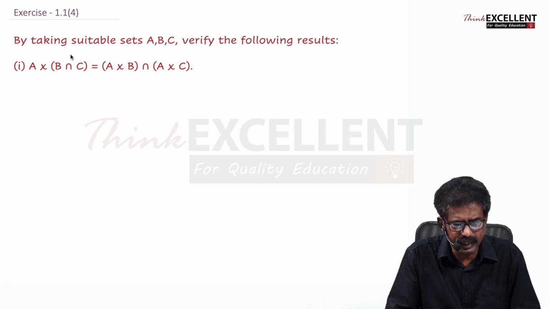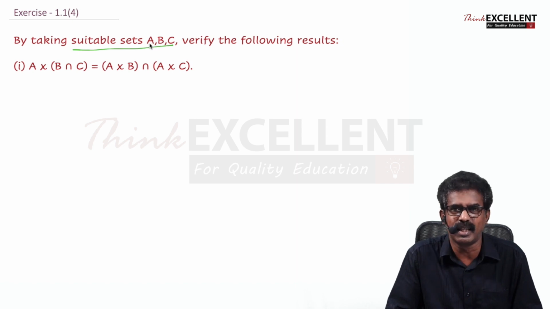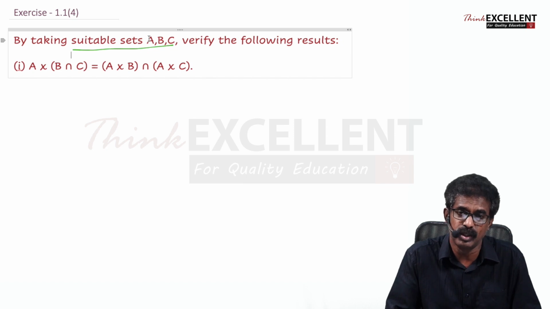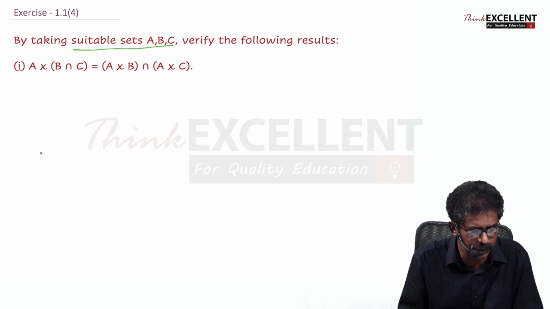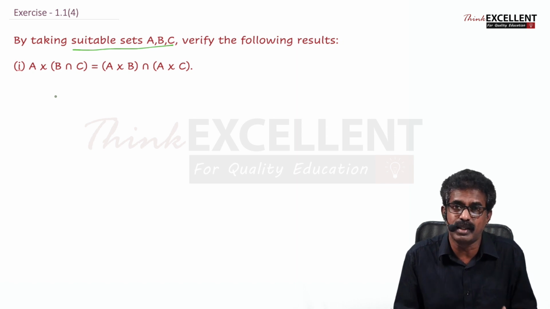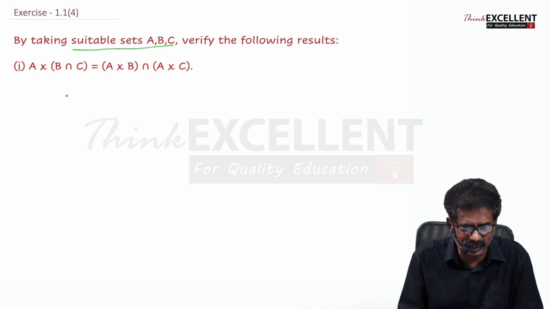By taking suitable sets, your choice. You take any set. All of you know how to take union, how to take intersection, how to find A cross B, right? Everything you know. There are four or five subdivisions, and I don't want to waste time. You can do that. I'm going to take just one sum. By taking suitable A, B, C, don't take very big numbers, then you will struggle. I'm taking a very simple example.